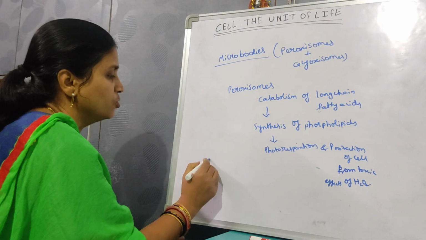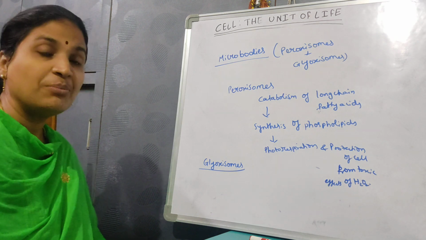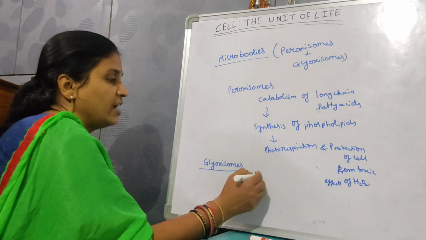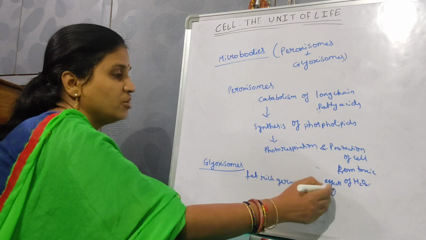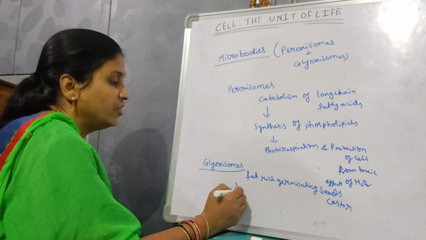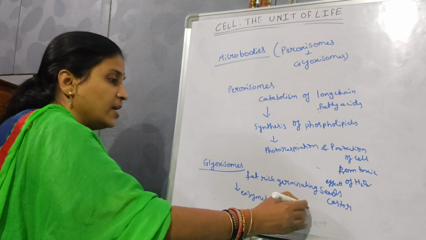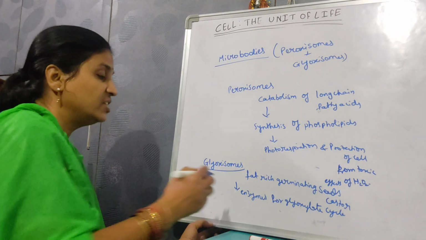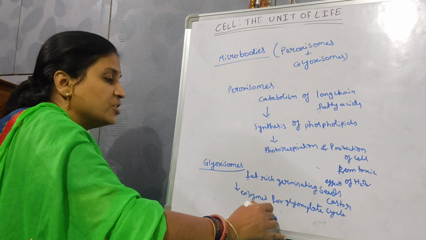Then coming on to glyoxisomes. Glyoxisomes are generally present in fat-rich germinating seeds. One such example is castor. In castor they are present. They contain the enzymes for the glyoxylate cycle, which convert lipids into carbohydrates.